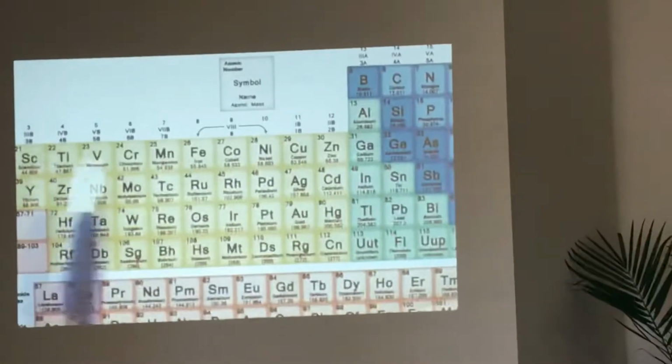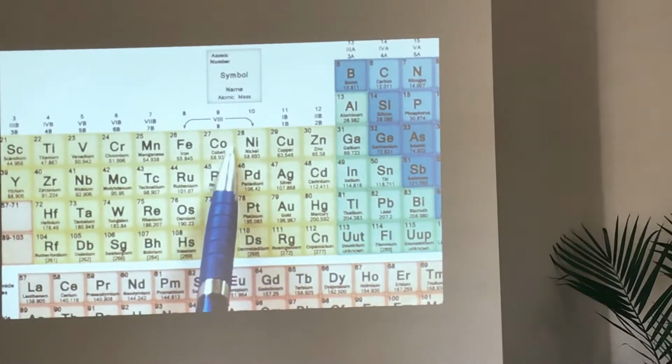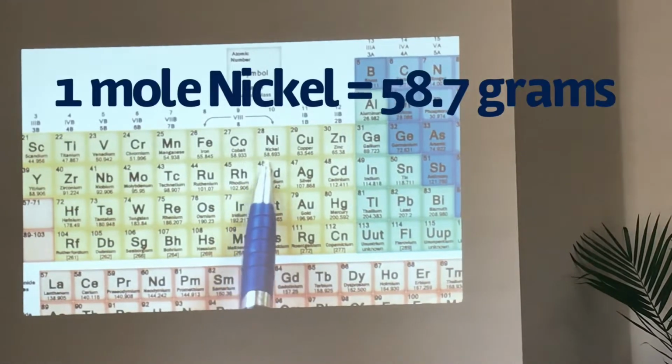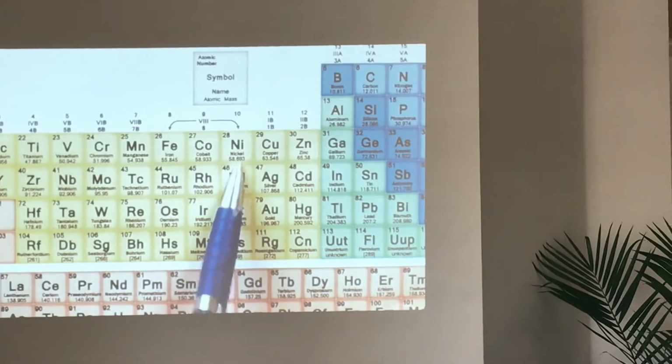So look over here, we're talking about nickel. It's not one atom of nickel, it's 1 mole of nickel that weighs 58.7 grams, and that's a very big number.